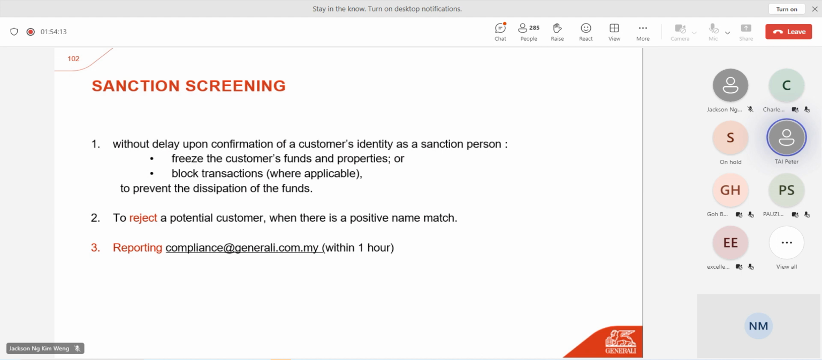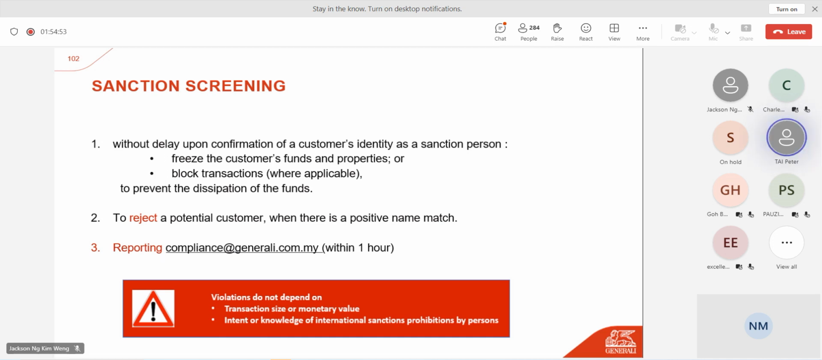Basically, you must immediately inform us so that we can reject the customer, and we must inform the government so that all his money is frozen, all the money in his bank and all transactions blocked. You know why? Because these people are here for money laundering, and we want to prevent that. It is a very serious offense, and we have to do this. Again, remember this email address: compliance@generali.com.my. If you come across any, please notify them immediately, or inform your MO or your branch manager. Next.